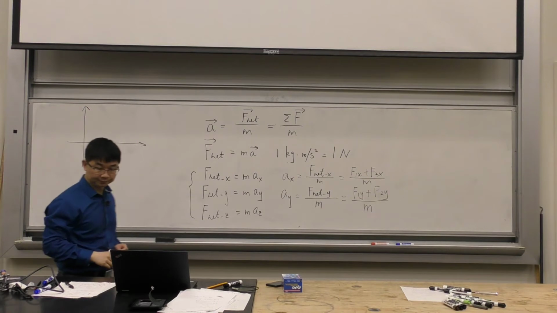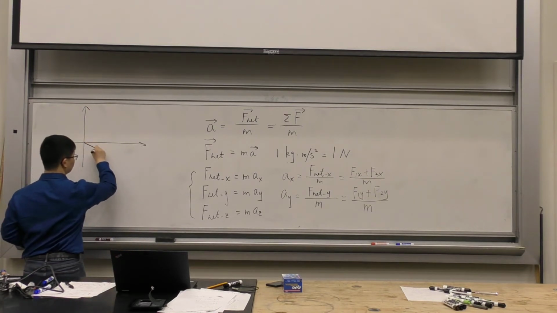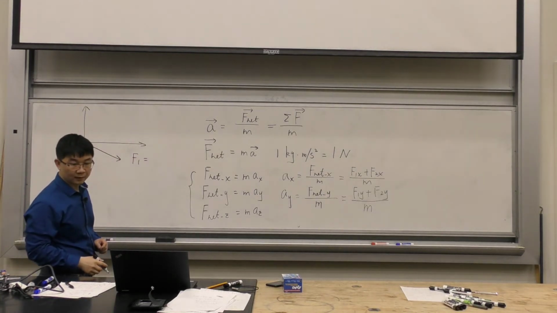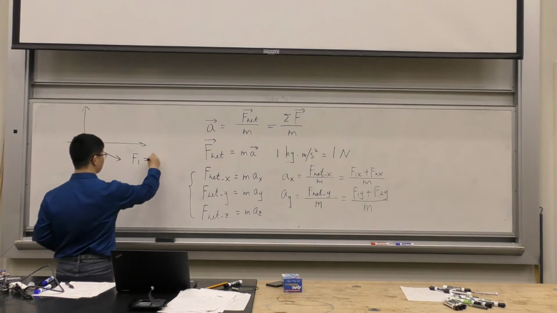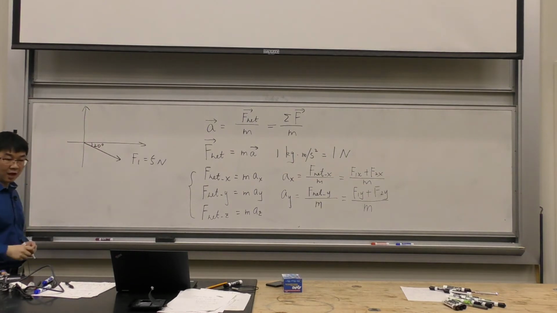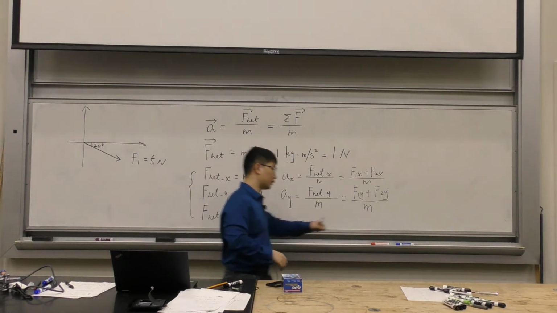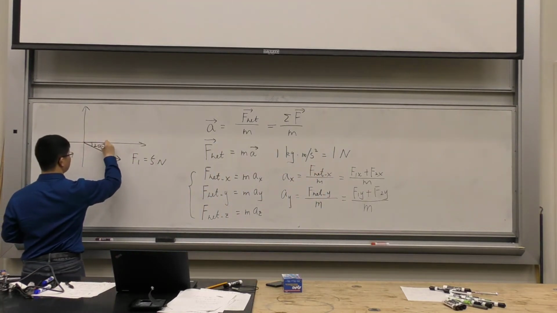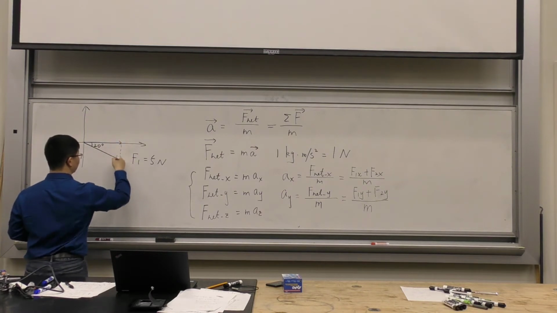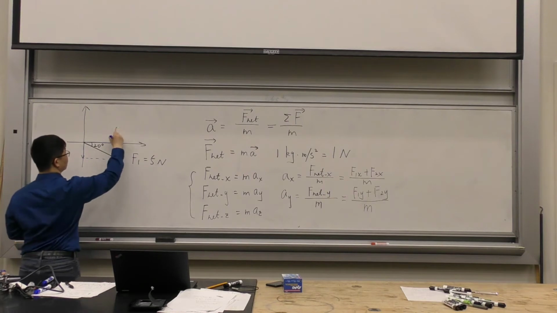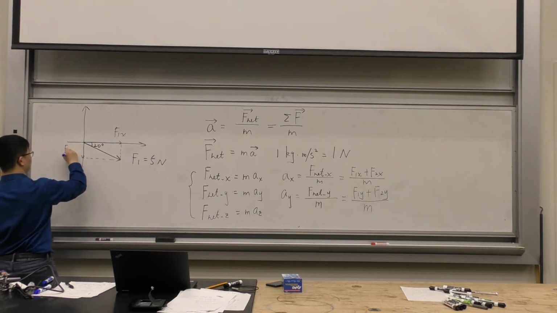So let's draw F1. This is F1, right? The problem tells us that F1 equals 5 newtons. And then there's an angle, 20 degrees with the positive X axis. How do you find the components? Right, I can draw them out. I don't need to remember any shortcuts, any conclusions. This is how I'm going to draw the X component. You project it onto the X axis, and then this is going to be the Y component. So this is going to be F1X. This is going to be F1Y.